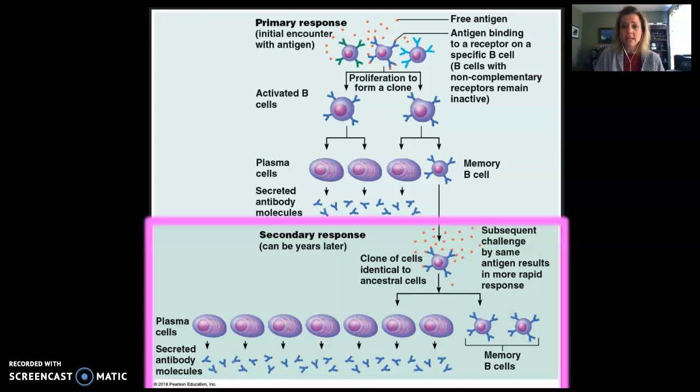When it encounters that antigen, we're going to have direct activation of our B cells. They're going to make a plethora of plasma cells, which are going to create lots and lots of antibodies at a very high rate. And then it's also going to create more memory B cells that are going to remain in our bloodstream. And they are going to again circulate throughout the body, making sure that we don't get infected by the same antigen again.